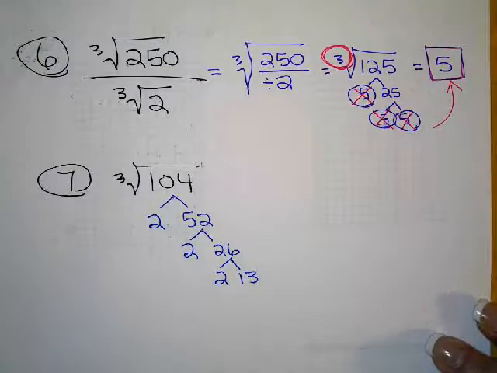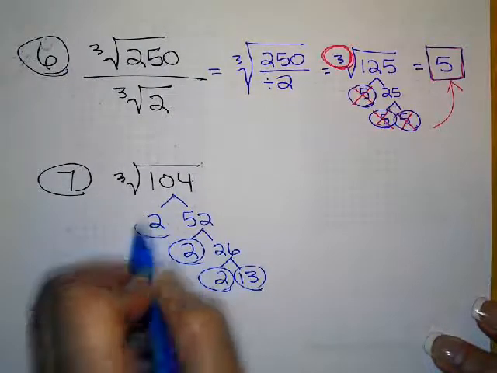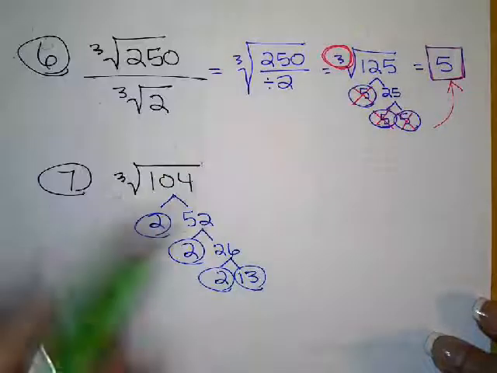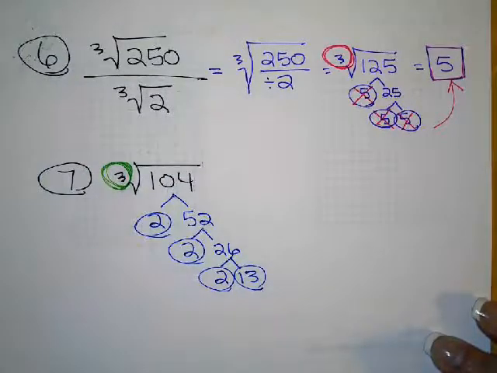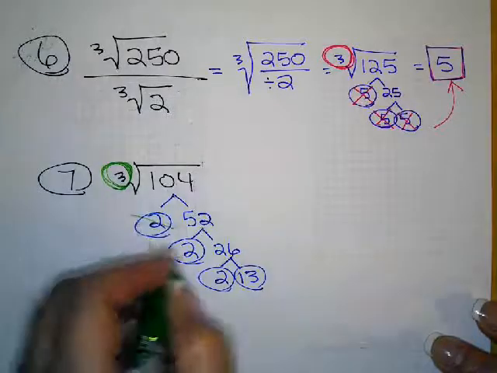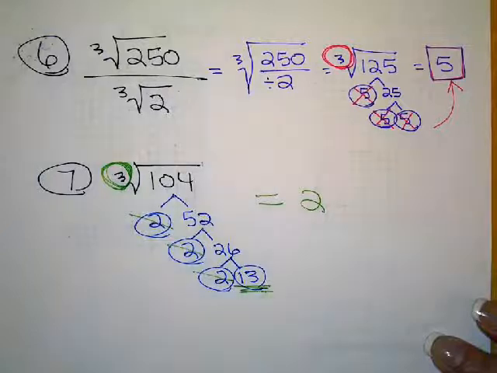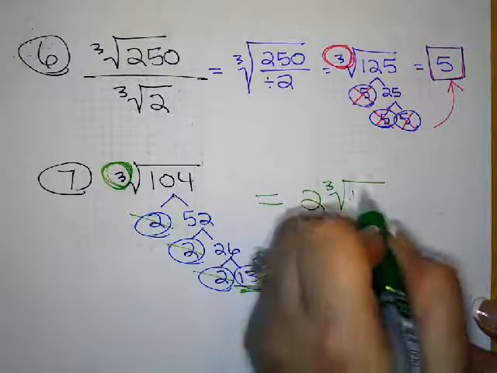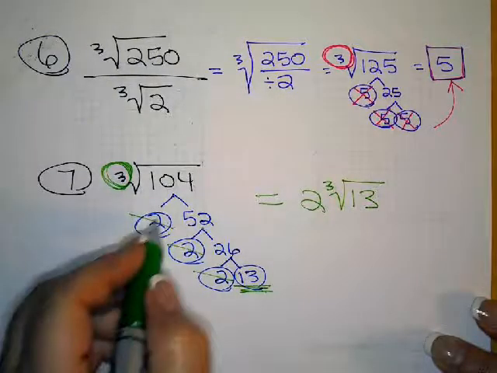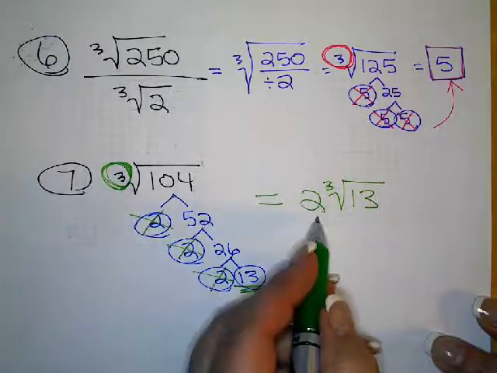And again, I think about it. How many of the same do I need in order to take one out? 3. So what comes out? A 2. What stays in? A 3. Don't forget to leave it as a cubed root of 13. So for every 3 of the same factor, we can cross out 3 2s. A 2 comes out. Whatever doesn't come out stays underneath the cubed root. And that would be your answer.